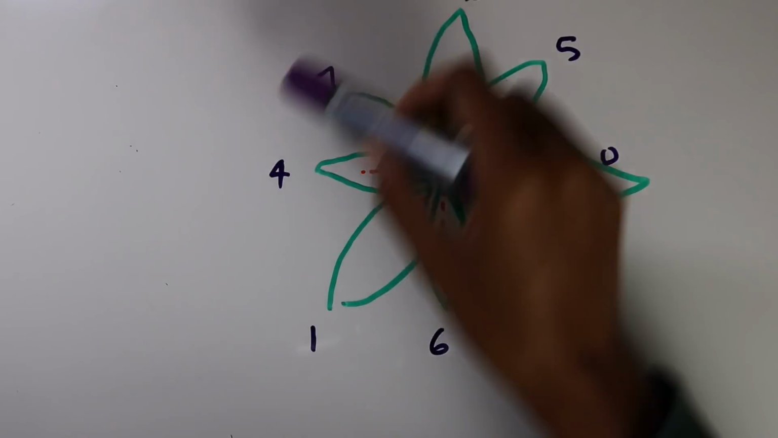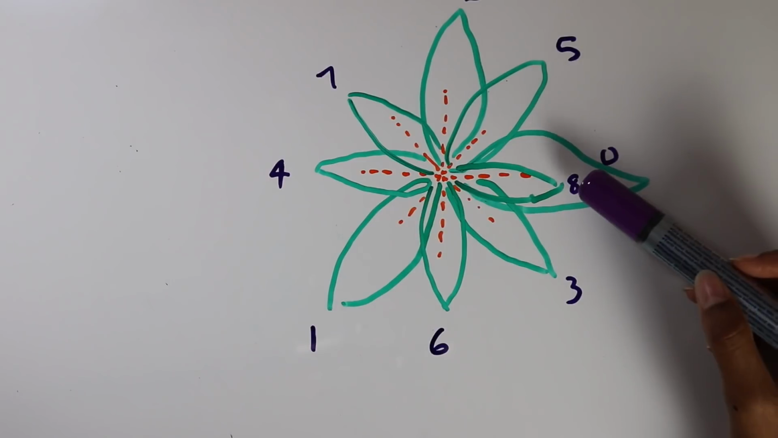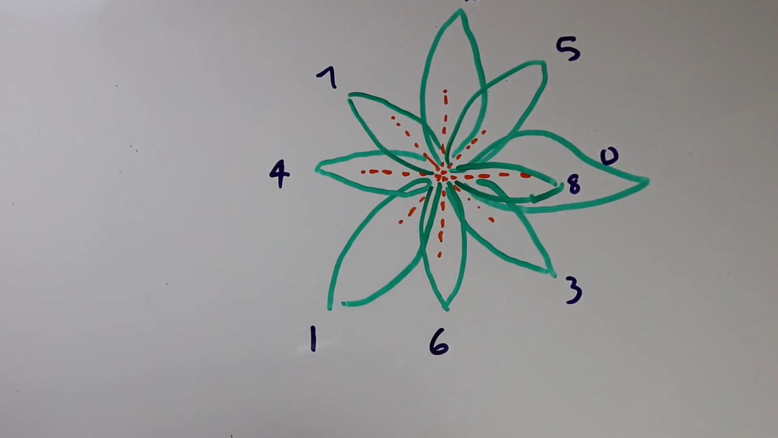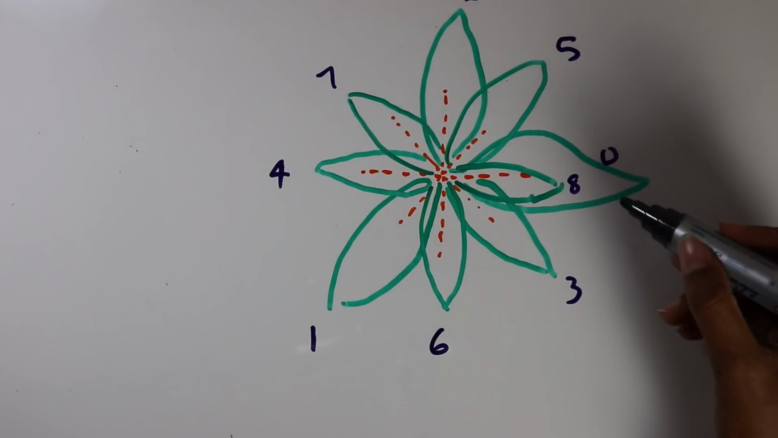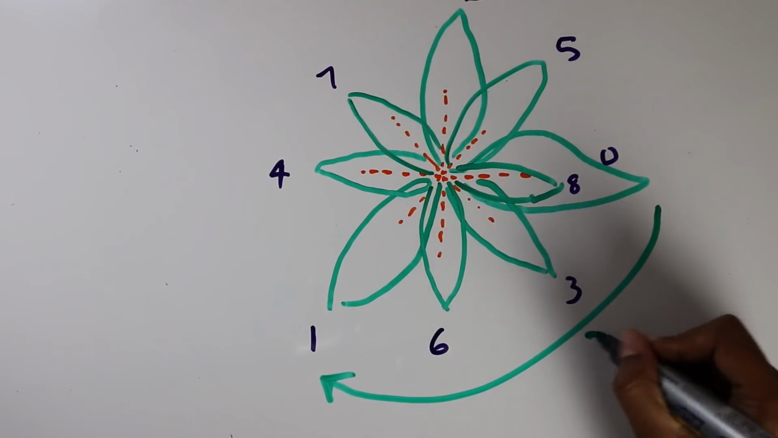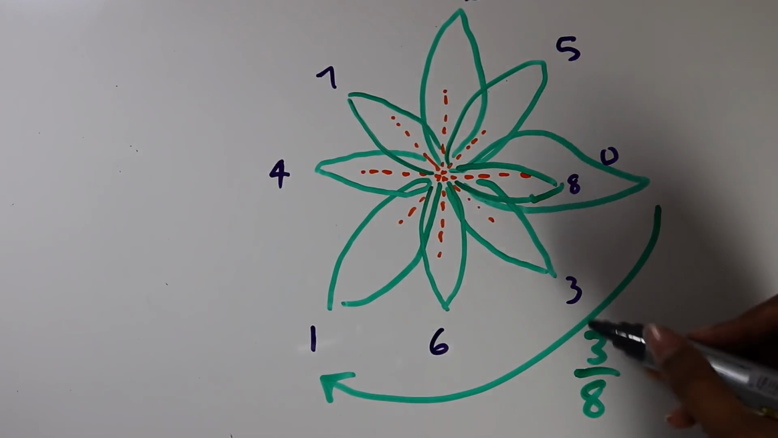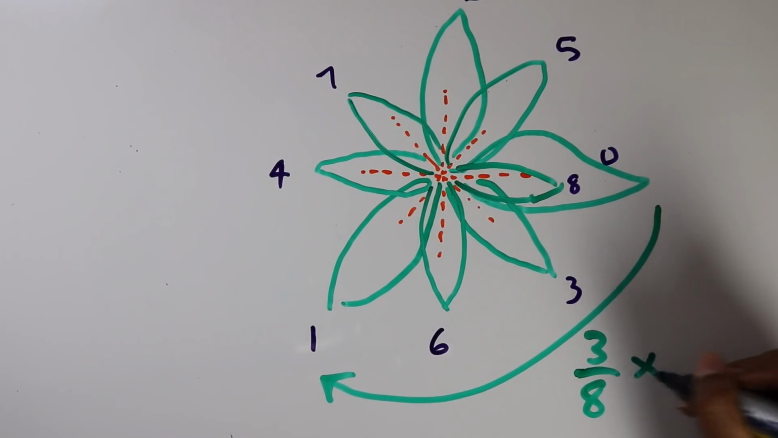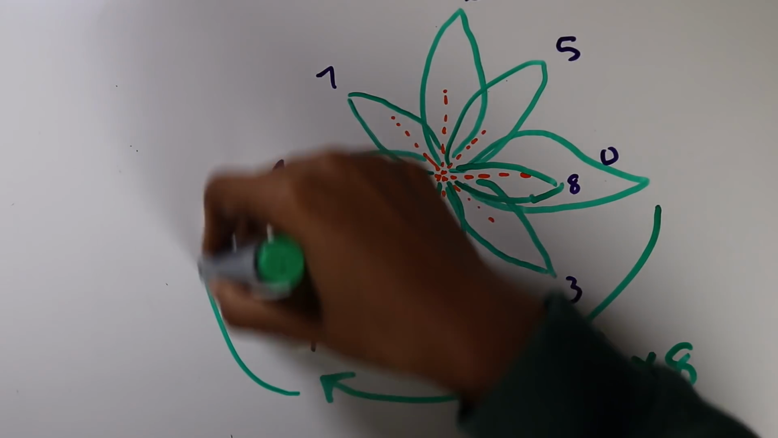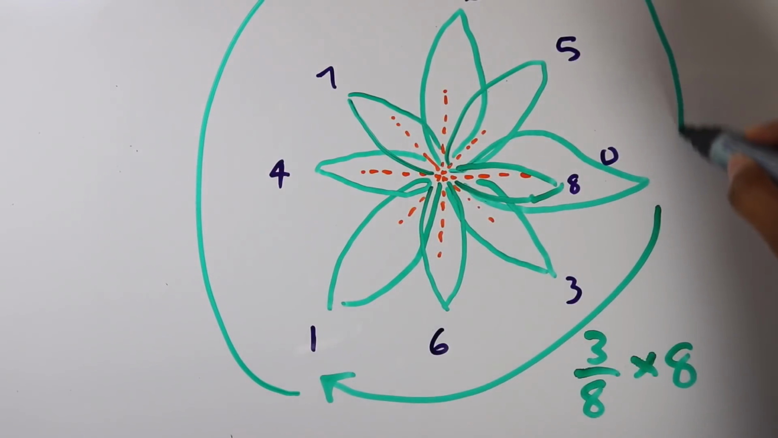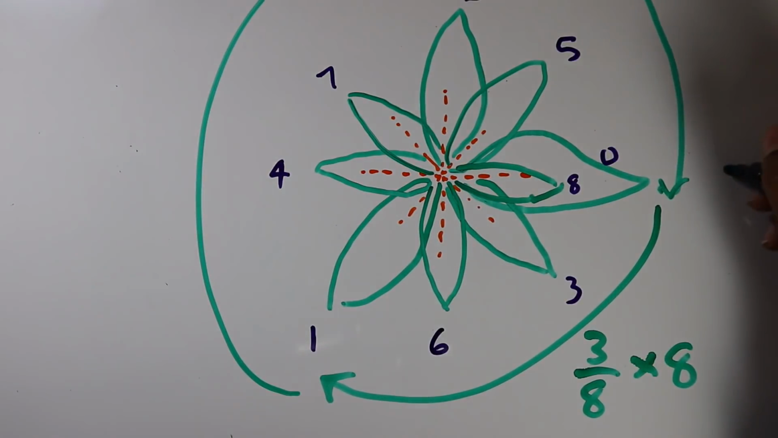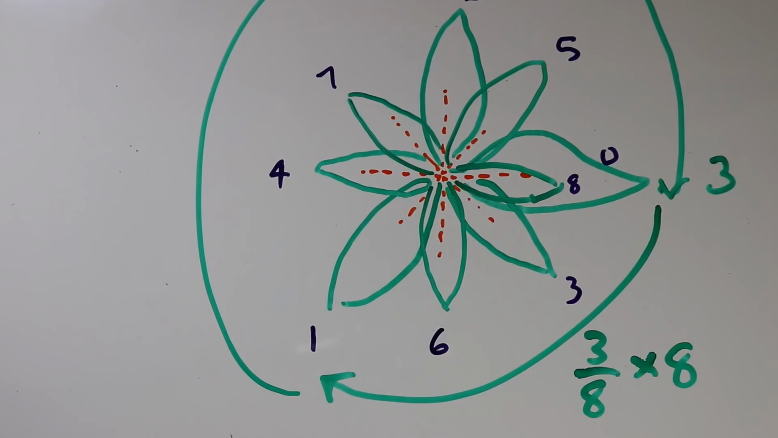How many times around did we go before we got to this overlapping leaf? Well, it's 3 times, and the reason we know that is because each time we go around, we go 3/8 of the circle. So by the time we've gone 8 of these, we've gone around 3 times.